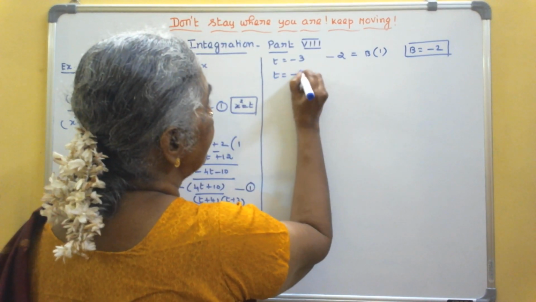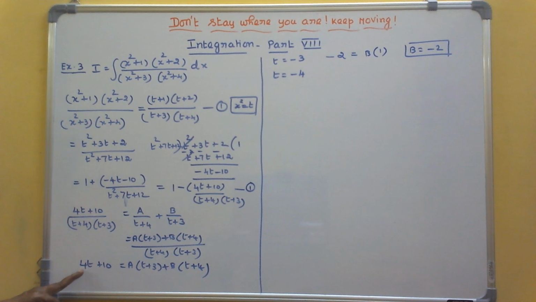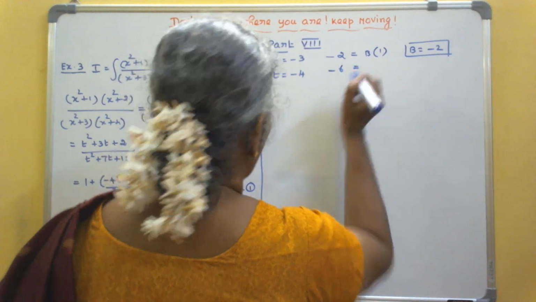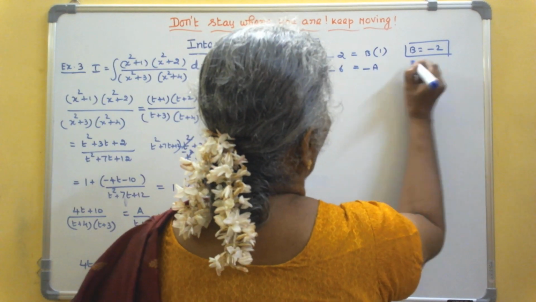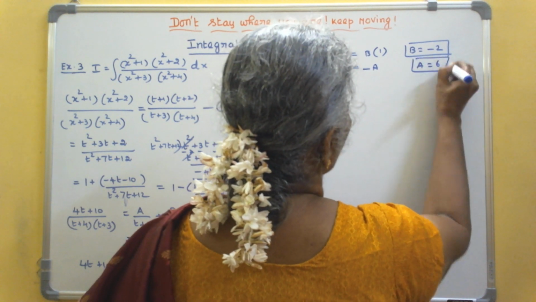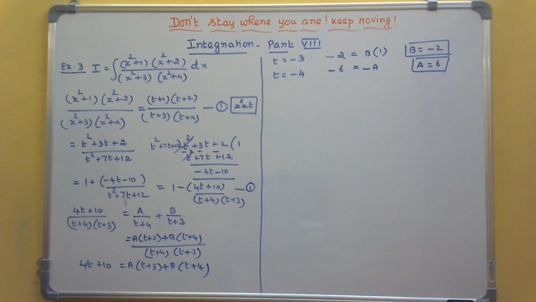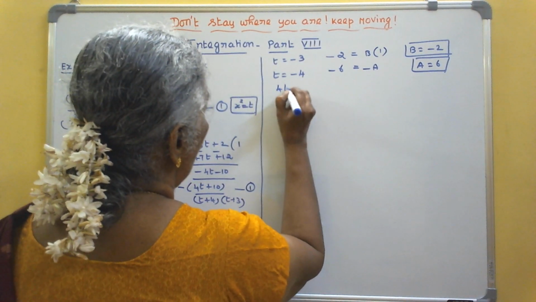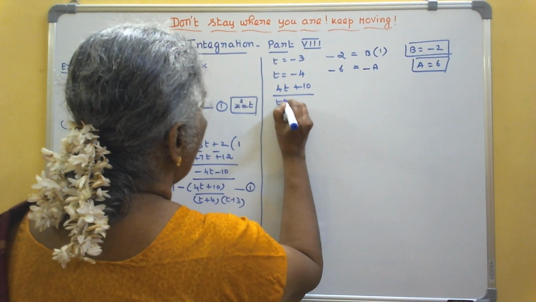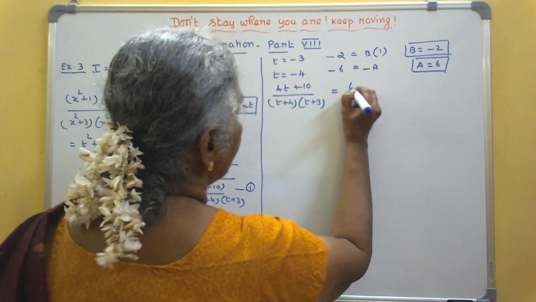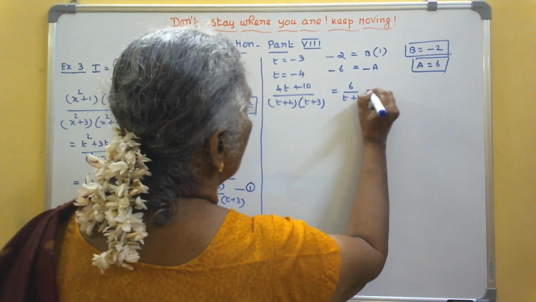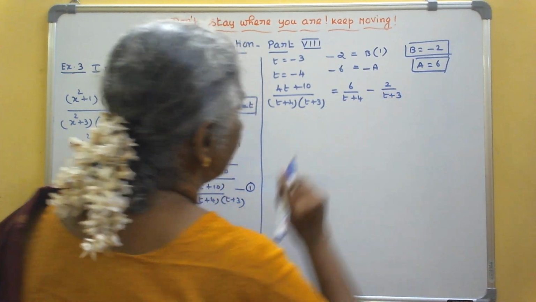Then you write t is equal to minus 4. So here you will get minus 16 plus 10, so you will get minus 6. Now the b term will vanish. I will get a into minus 4 plus 3. That gives me minus a. So now a will be equal to 6. So I got the values of a and b. So now I can write that 4t plus 10 by t plus 4 into t plus 3 is equal to a by, that is 6 by t plus 4 minus 2 by t plus 3.